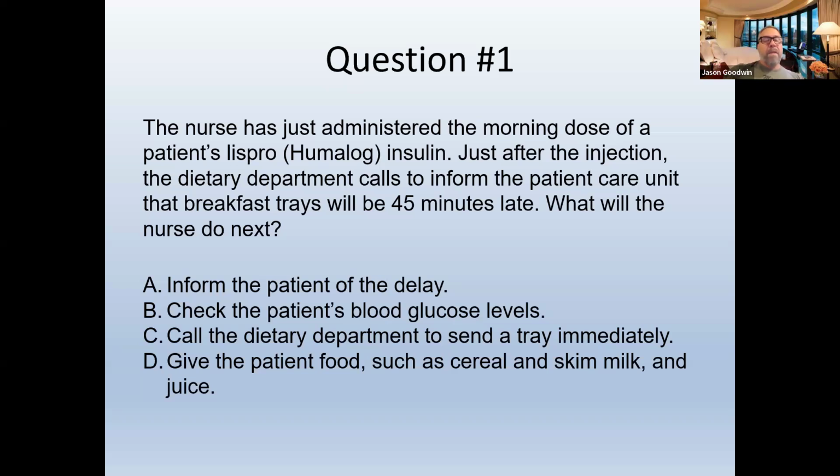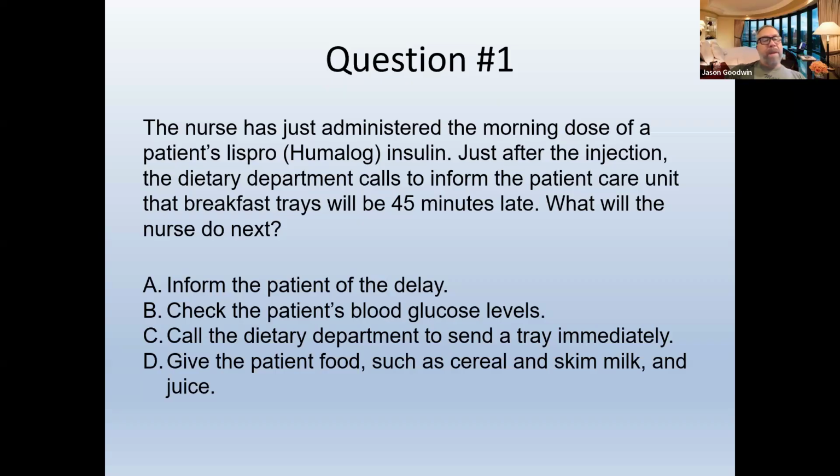Number one, inform the patient of the delay. Number two, check the patient's blood glucose levels. Three, call the dietary department to send a tray immediately. And four, give the patient food such as cereal, skim milk and juice. What do you guys think?